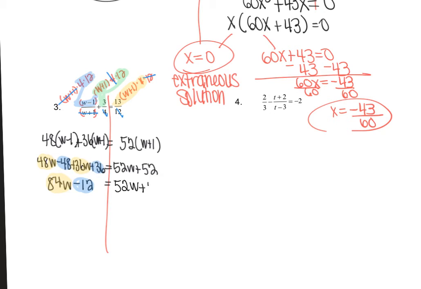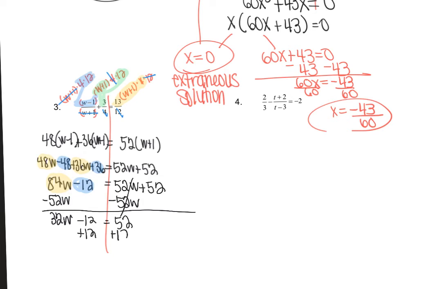All right, and then 52w plus 52. So now I want to subtract 52w. I have 32w minus 12 equals 52. I add 12 to both sides. I get 32w equals 64. I divide 32 on both sides. I get w equals 2.